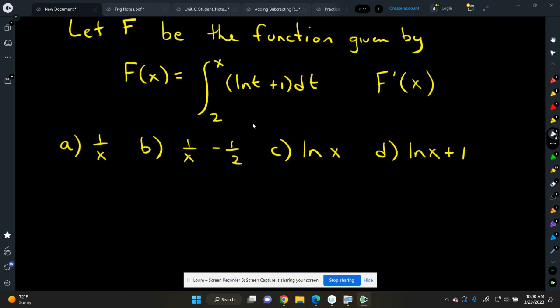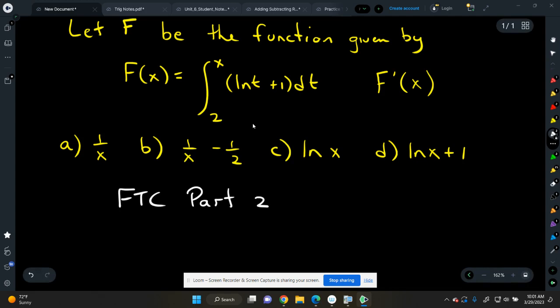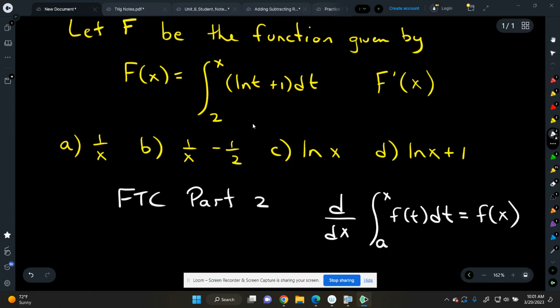Capital. Okay, the fundamental theorem of calculus, part 2, says that the derivative of the integral from a to x of f of t dt equals f of x. That's the second part of the fundamental theorem of calculus. That means that it's that one. My bad.